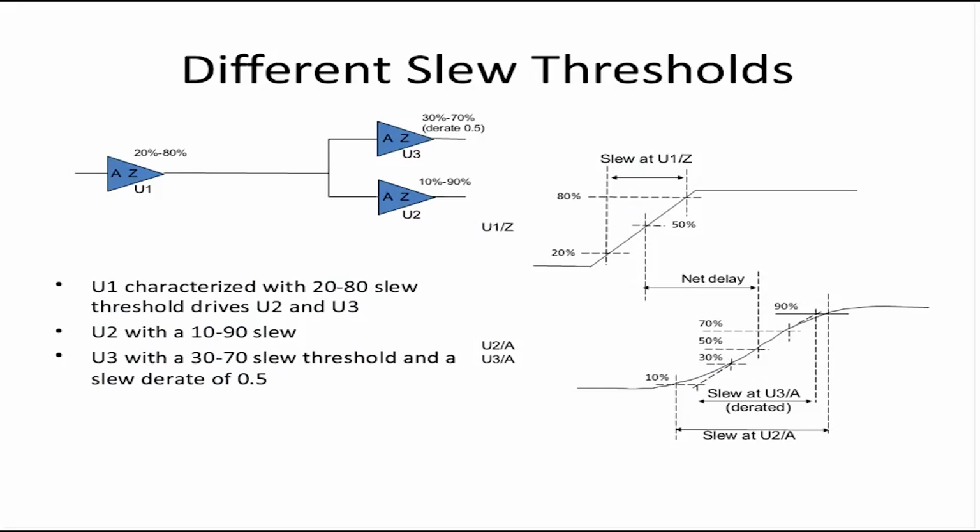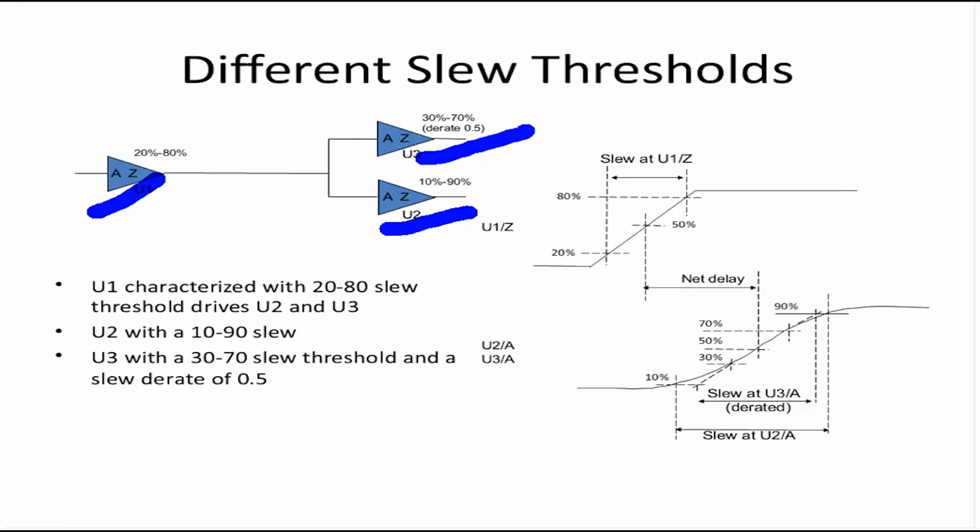If you are sourcing standard cells from only one single library, all will have the same threshold, so there's no issue. But let's say U1 is from one library, U2 is from another library, U3 is from some other library, and these might have different slew threshold values. In this case, we don't have to worry a lot. PrimeTime does a good job. It will see what the threshold value is at each cell, and it will calculate it properly.